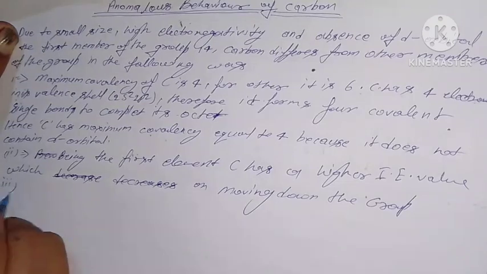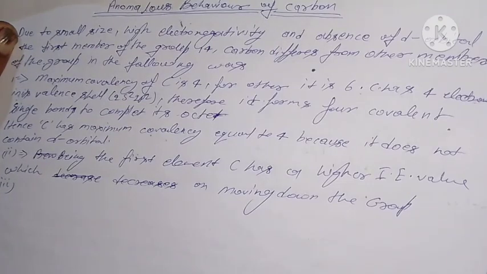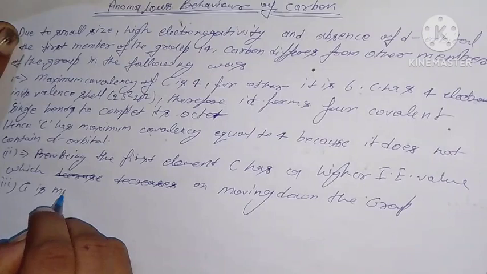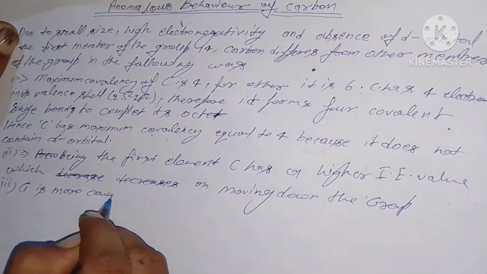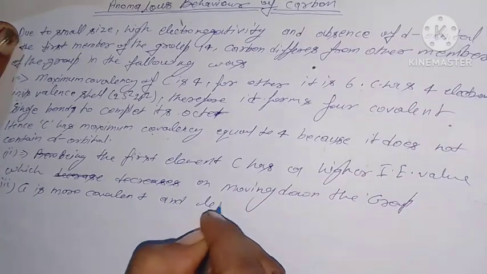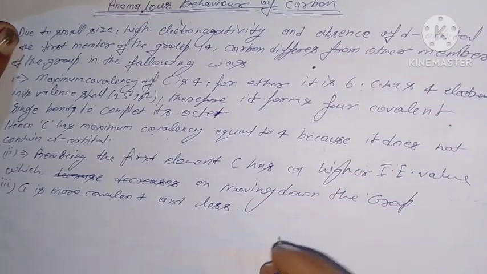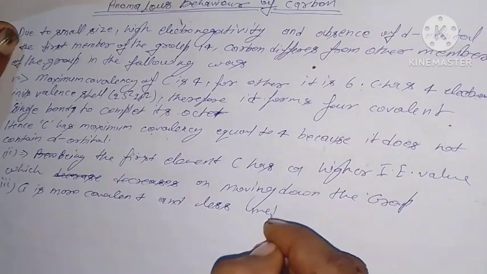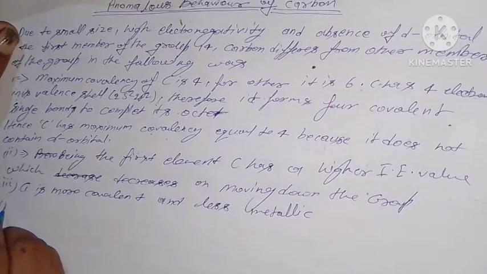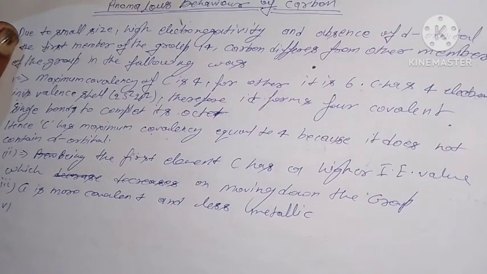Third point, carbon is more covalent and less metallic. And fourth point, carbon differs from other elements in its unique ability to form p pi bond.